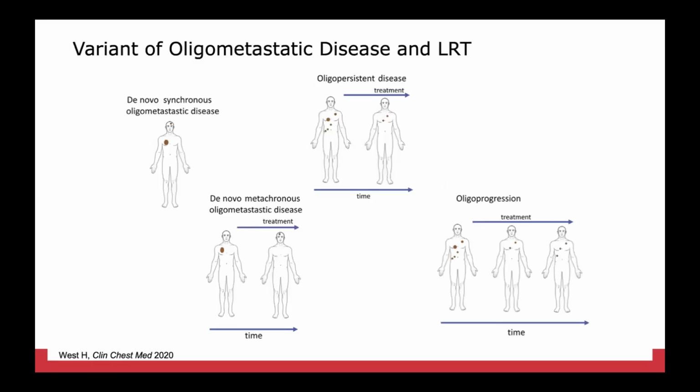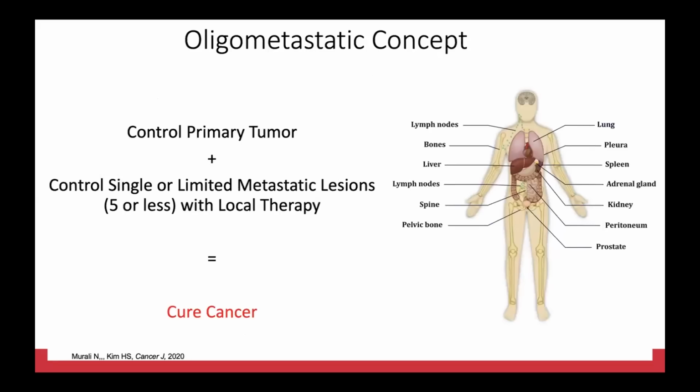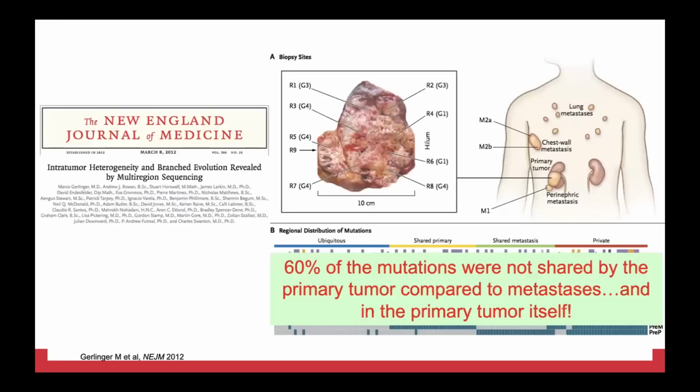There are multiple different types of oligometastatic disease presentations. So this is complex, and each one of these would have a different treatment algorithm, but this is sort of a holy grail. Once the primary tumor is controlled, if the metastatic disease is 5 or fewer, then local therapy, in addition to systemic therapy, can potentially cure the cancer.